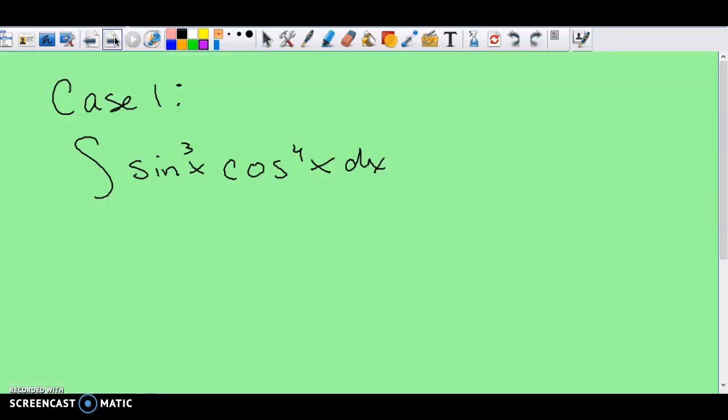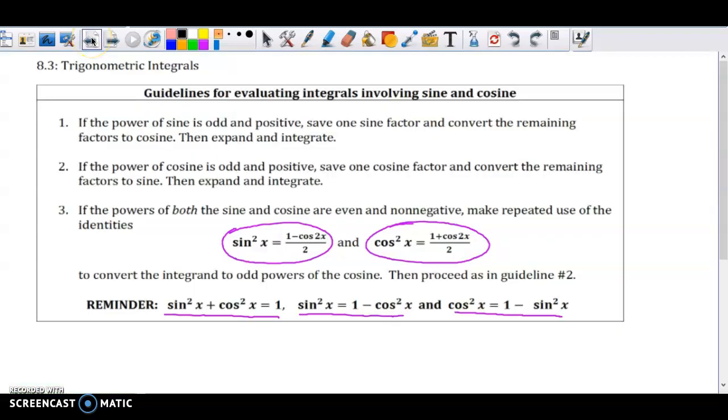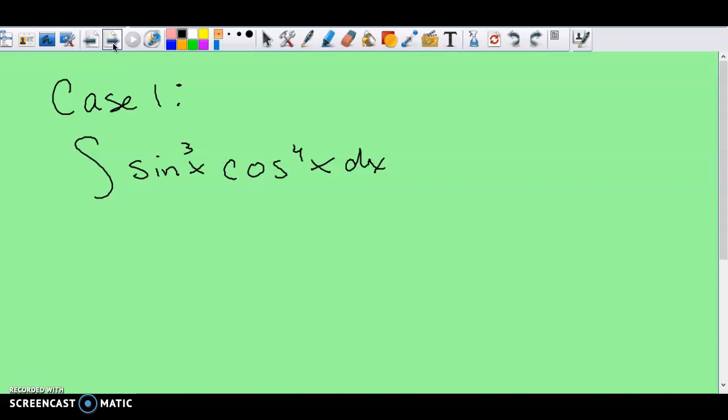And so the first example I have, and there are some different cases, some different scenarios that you'll run into, and that's what we were talking about here. So these are your 3 different cases, and we're going to be using these formulas with those cases. So this is case 1. If you have sine cubed and cosine to the 4th, one thing you can do is think about those formulas that you have. We have formulas for sine squared. So what I'm going to do is rewrite sine cubed as sine squared times sine, and then I'm going to keep this the same.